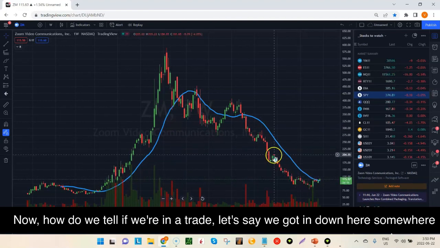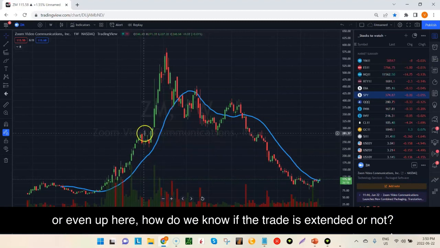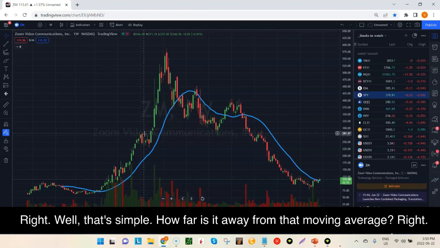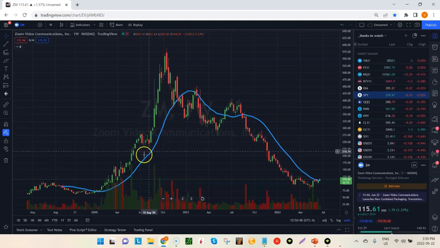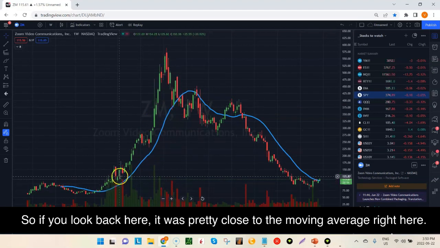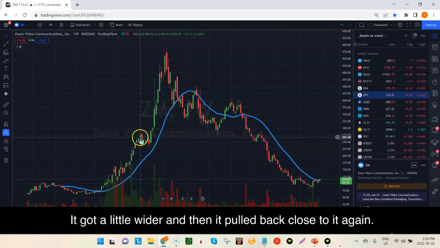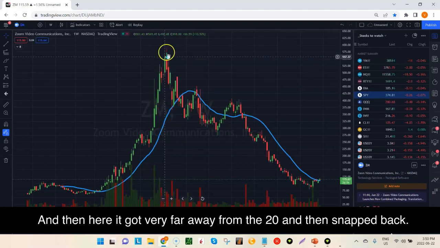Now, how do we tell if we're in a trade? Let's say we got in down here somewhere, or even up here. How do we know if the trade is extended or not? Well, that's simple. How far is it away from that moving average? So if you look back here, it was pretty close to the moving average. Here it got a little wider, and then it pulled back close to it again. And then here it got very far away from the 20 and then snapped back.